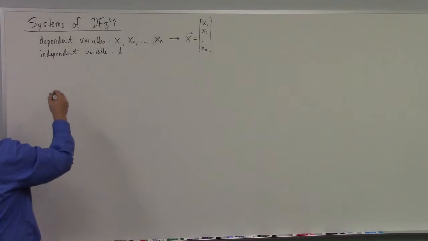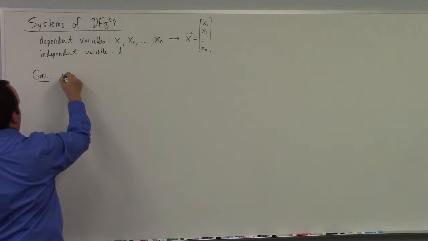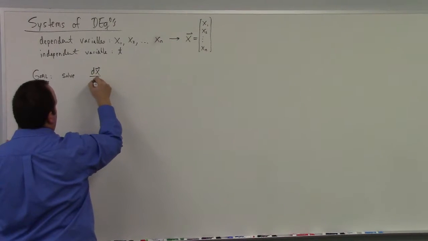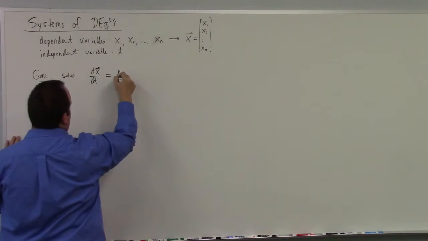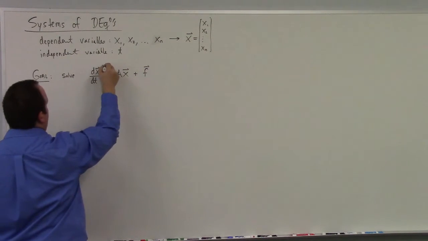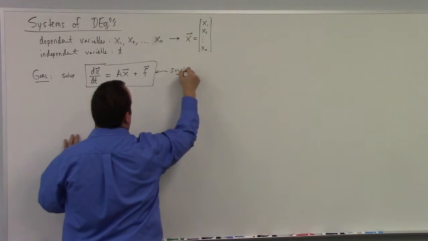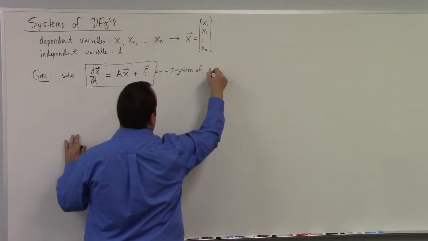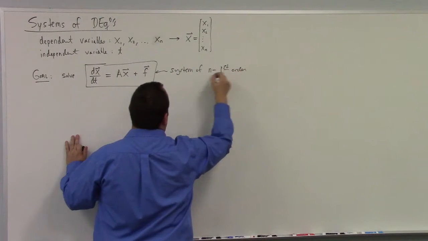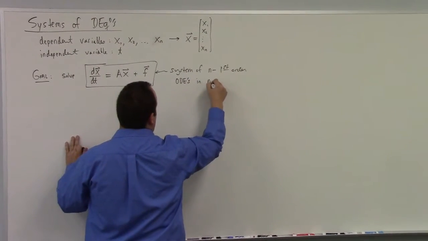And basically our goal is to learn how to solve dx/dt equals Ax plus f. All right, this is the system of n first order ODEs in so-called normal form.